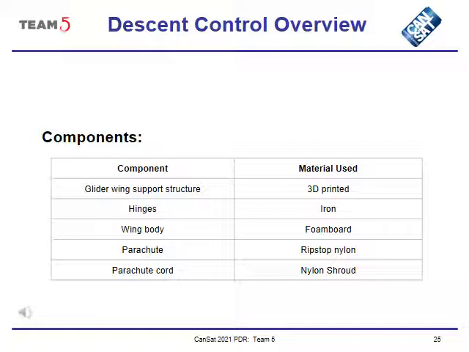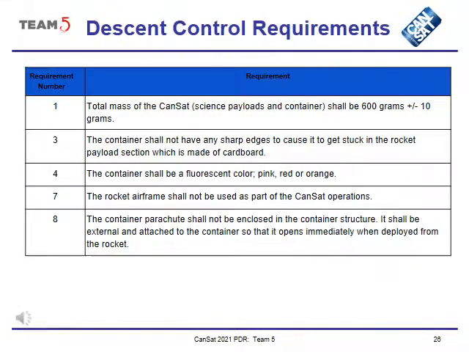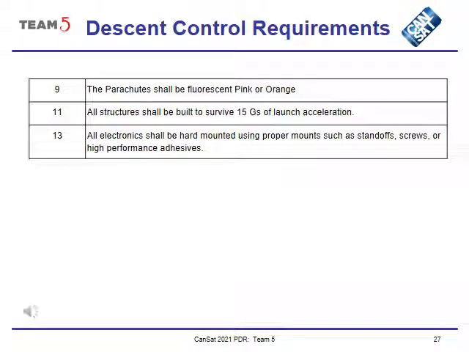The glider wing support structure would be 3D printed. Hinges made out of iron. Wing body, foam board. Parachute, ripstop nylon. Parachute cord, nylon shroud. And the requirements that apply for descent control are requirements 1, 3, 4, 7, 8, 9, 11, and 13.